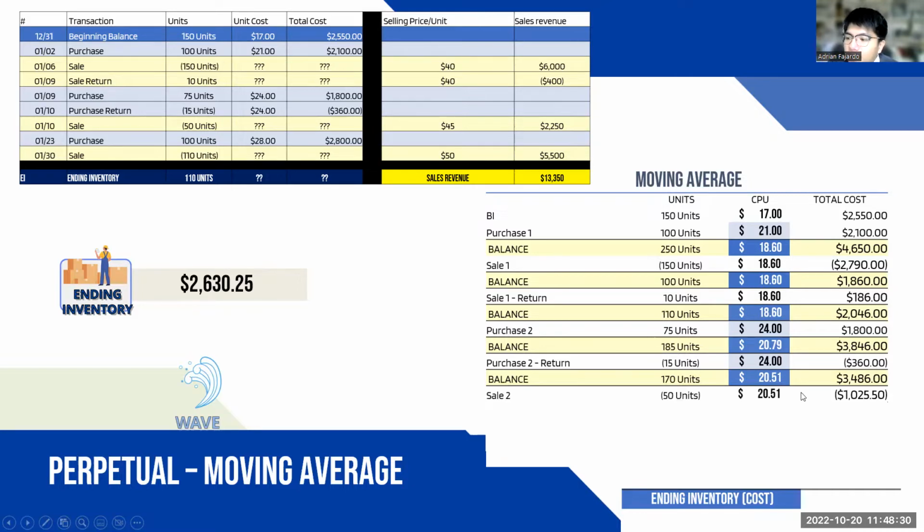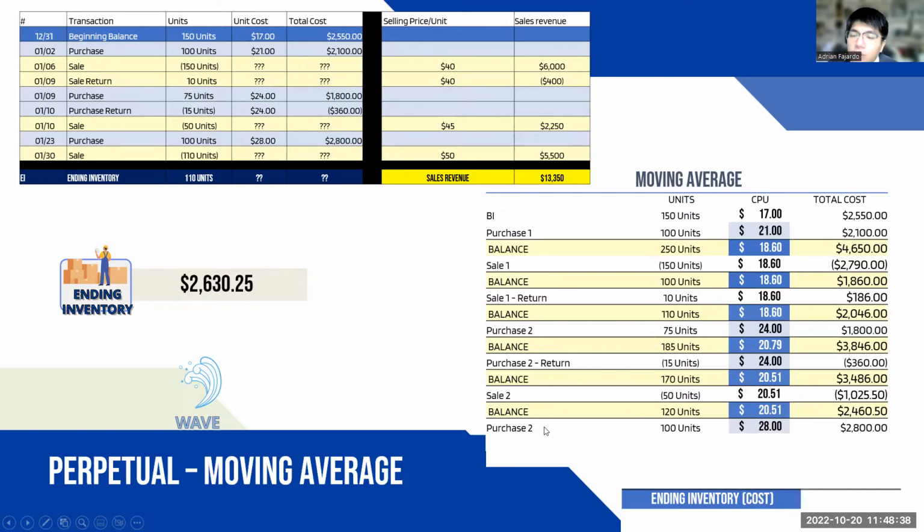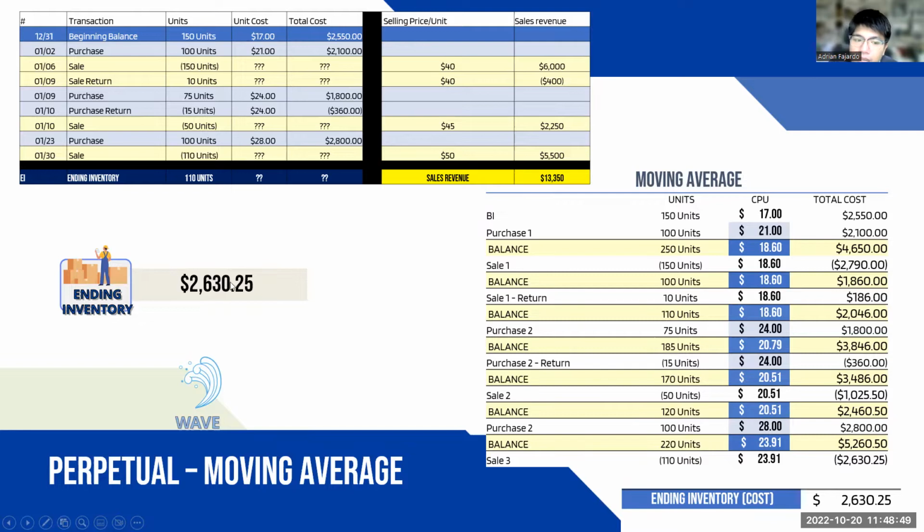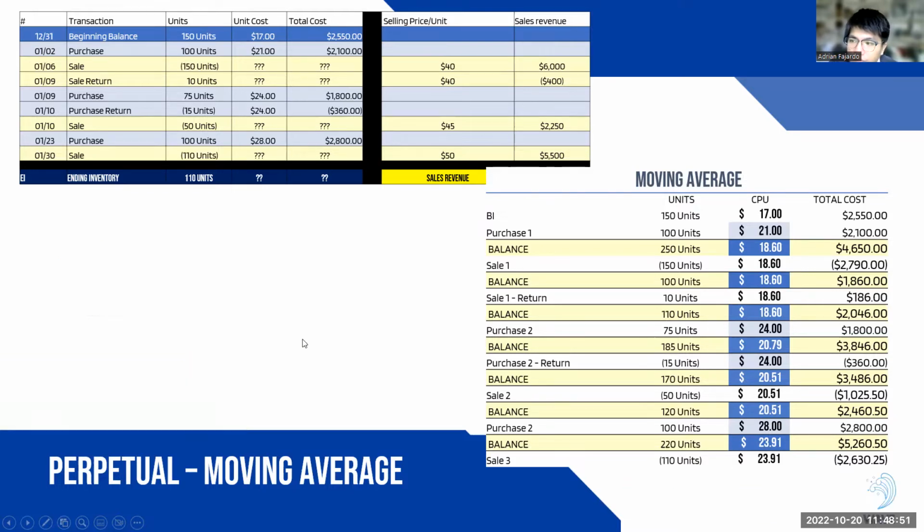So when we sold, we'll use 20.51 now to get 120 units at 2,460.50. And then we had another purchase, so we expect the moving average to be different, which will now be 23.91. We sold, so we used the new 23.91 to get our ending inventory at 2,630.25.